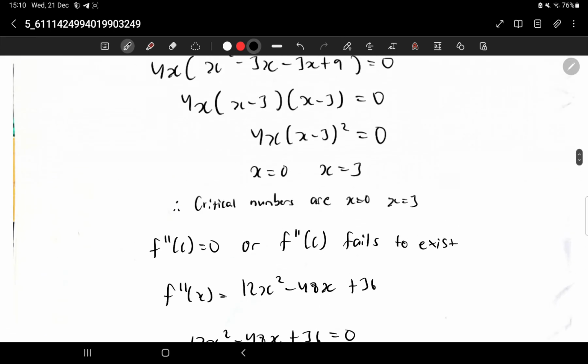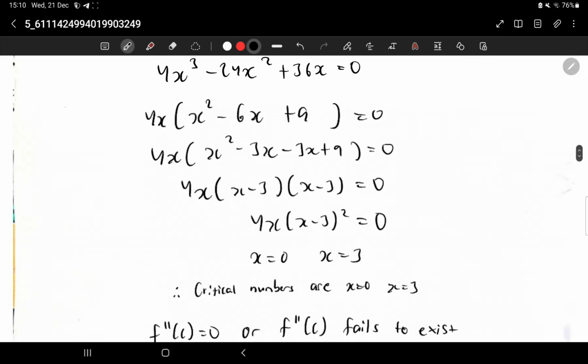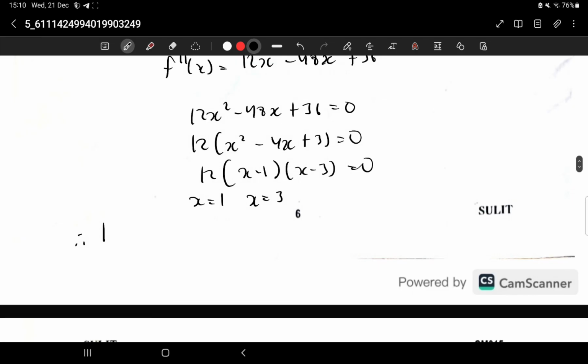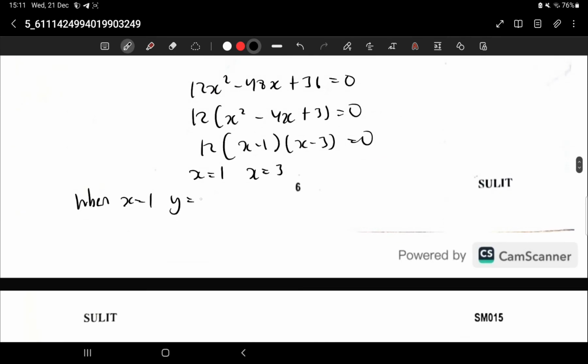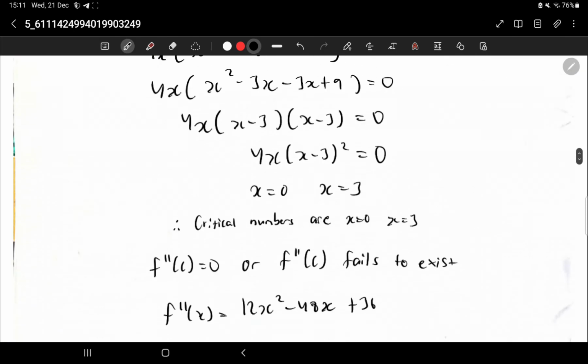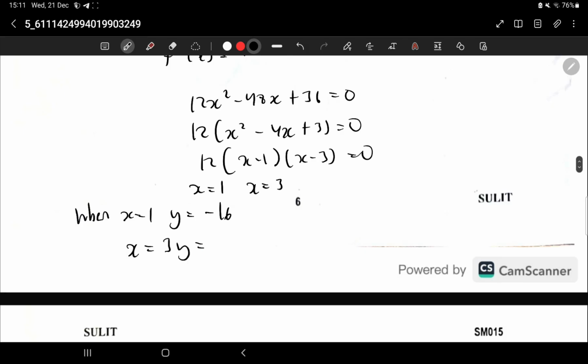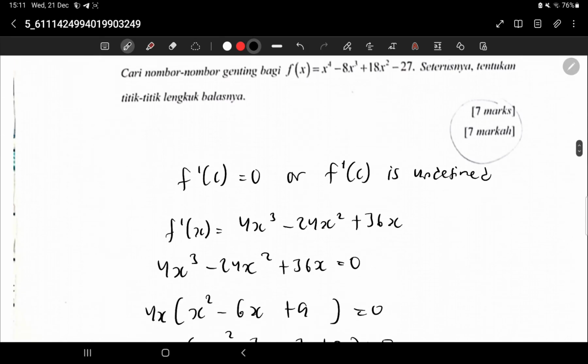The points of inflection. I have to find my y values. So when x is equal to 1, y is equal to, I need to just substitute, right? So I'm going to substitute. Very sorry, the current circumstances are really out of control. It's currently raining. I'm doing PSPM maths. Then x is equal to 3 and then y should be 0 if I'm not mistaken.